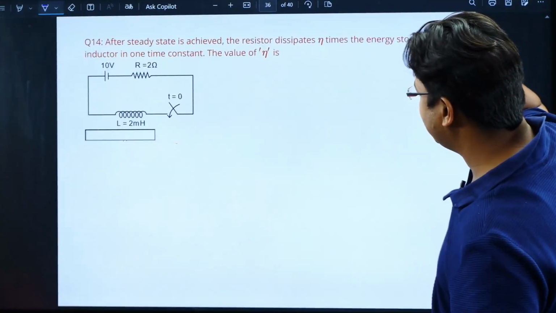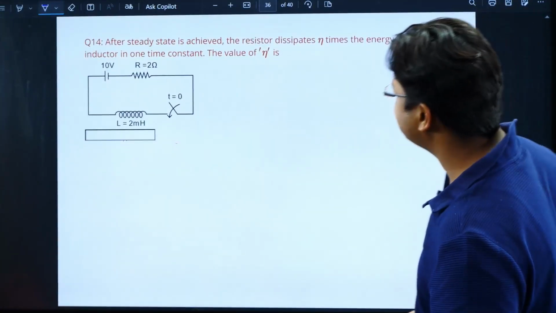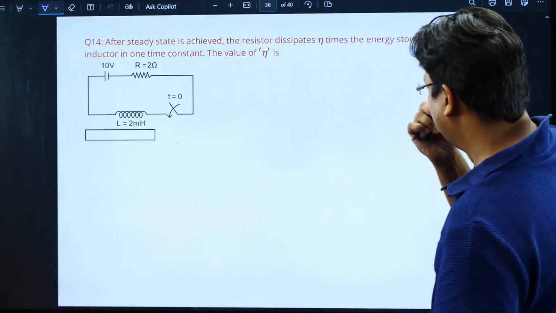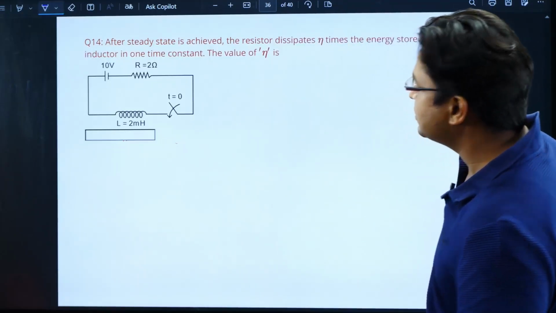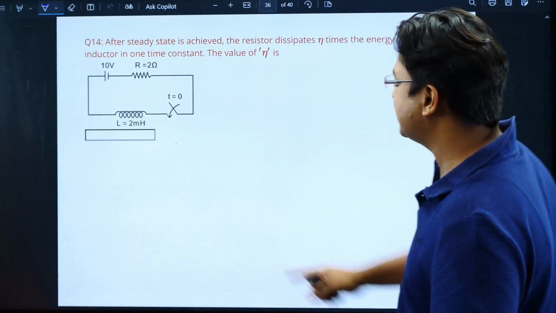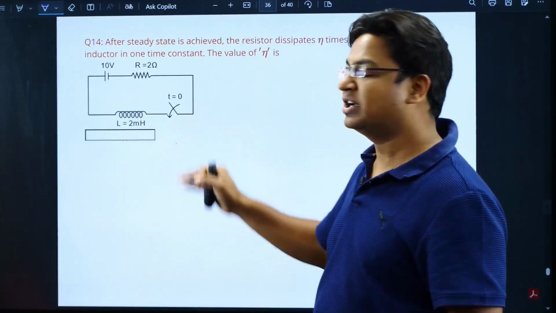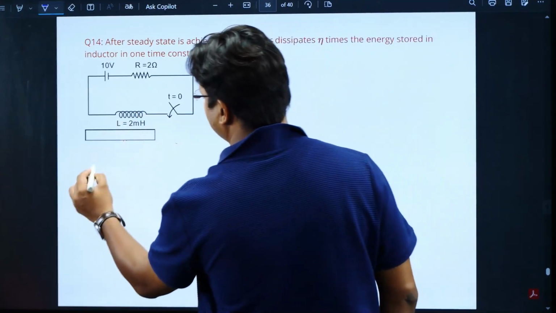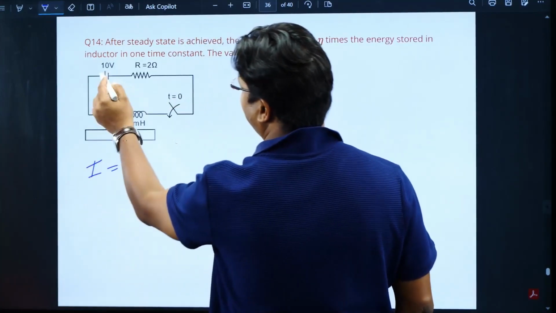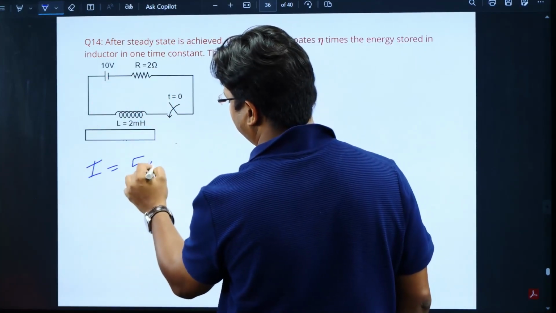Okay, now we come to question number 14. After steady state is achieved, the resistor dissipates eta times the energy stored in the inductor in one time constant. So the value of eta is, okay, once the steady state is achieved, the inductor will simply behave as a connecting wire, and in that case the current flowing in the circuit will be given by 10 by 2, so 5 ampere current would be flowing.